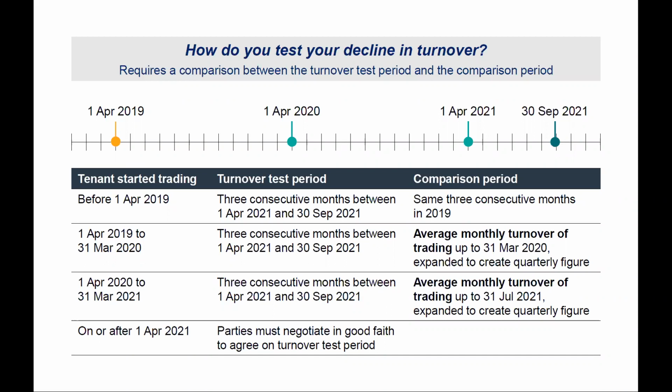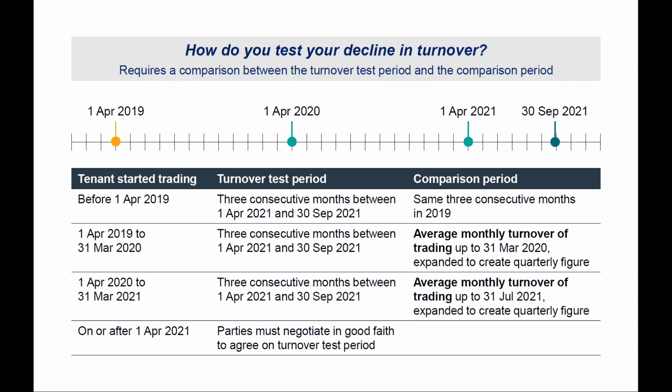In that case, the turnover test period again is any 3 consecutive months between 1 April 21 and 30 September 21. But the comparison period in that case is the average monthly turnover up to 31 March 2020 expanded to create a quarterly figure. So what that means is you take the total turnover for each whole month from the start of trading to 31 March 20, divided by the whole number of months of trading, and then times it by 3 to get a quarterly figure.